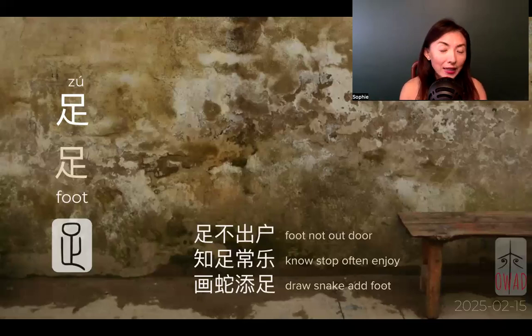Then that's when you can enjoy it, often by not going to the extreme, just going to the right place when you know that's the moment to stop. So that's 知足常乐 and 足不出户. Okay, that is about foot.